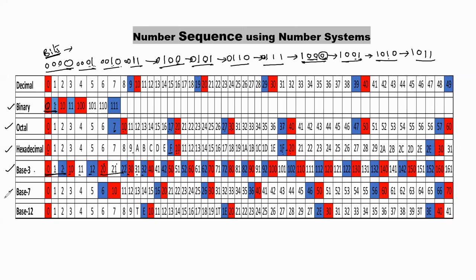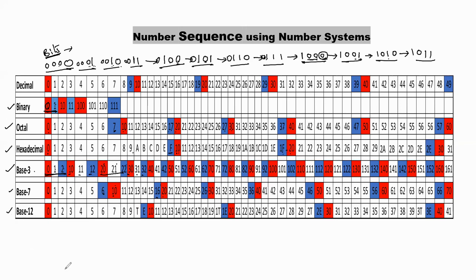Now, base 7 system. Base 7 means we have digits 0 to 6 only. After 6, again we have to place 1 in the leftmost position. Towards the right side, we have to place 0 to 6. After 16 is finished, 20 to 26, 30 to 36. Like this, we can extend.